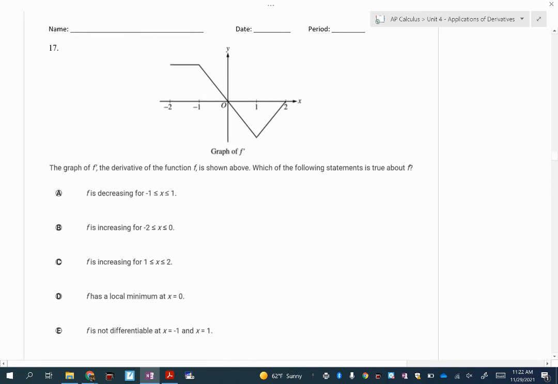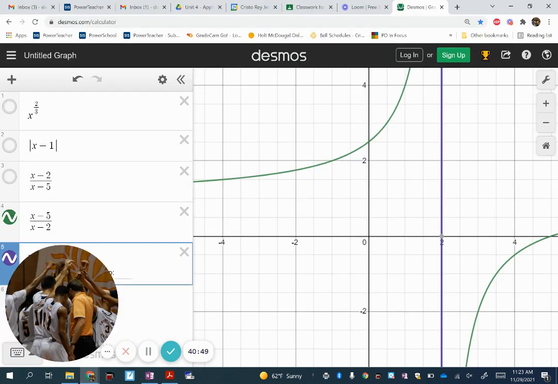All right, 17. All right, we have the graph of f prime. You know what? I'm just going to pause here because it's too distracting to have music going on.